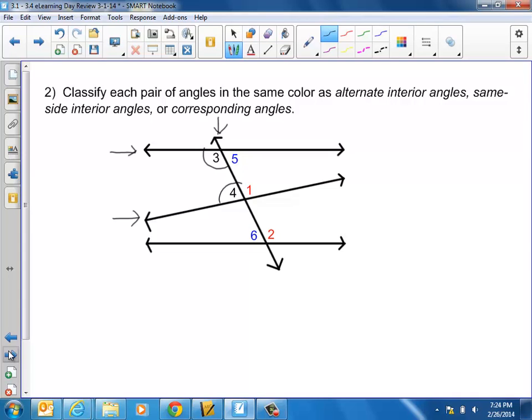So, angles 3 and 4, the black angles, the only option here for us is that they are on the same side of the transversal in the interior of the sandwich buns. And there you go. That's what the black angles are.